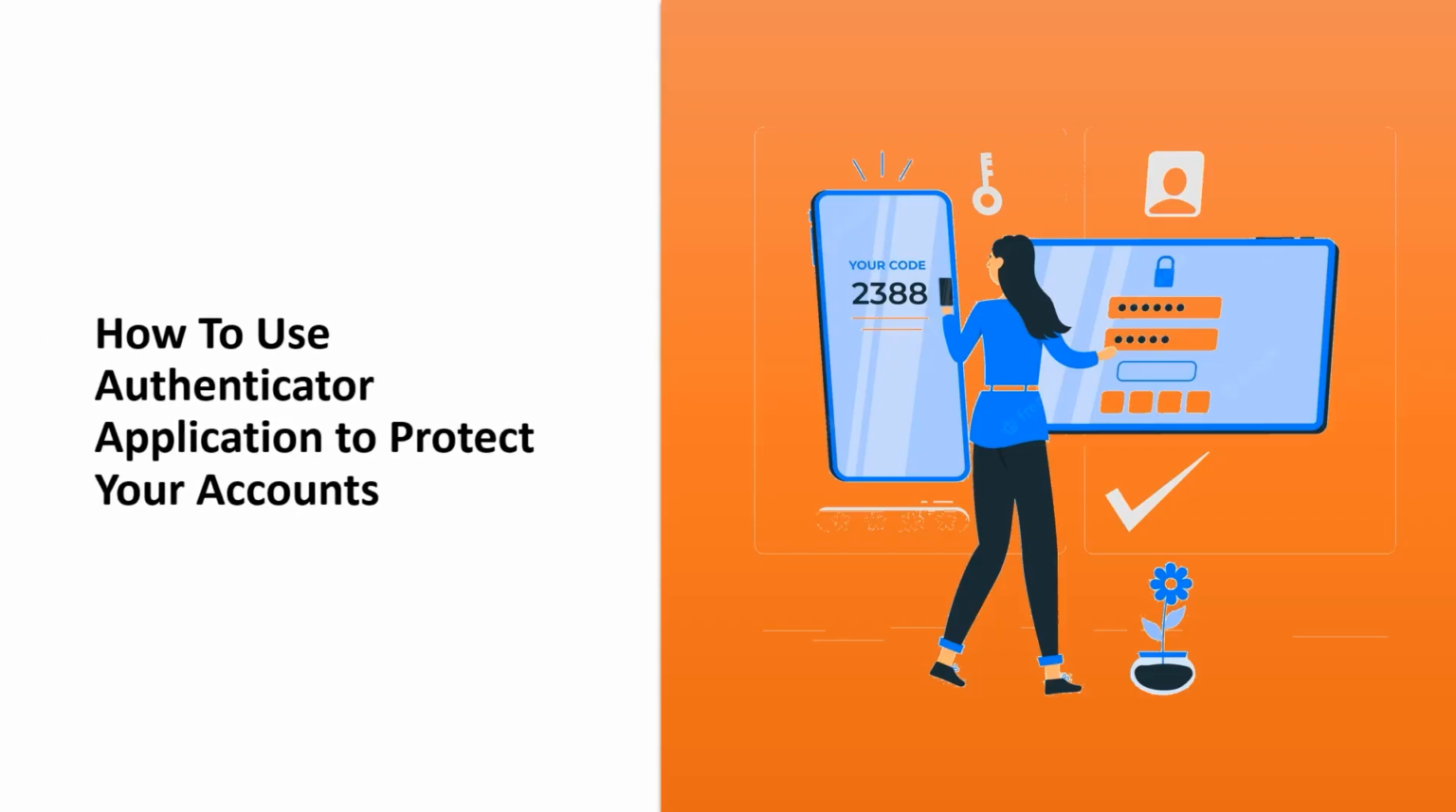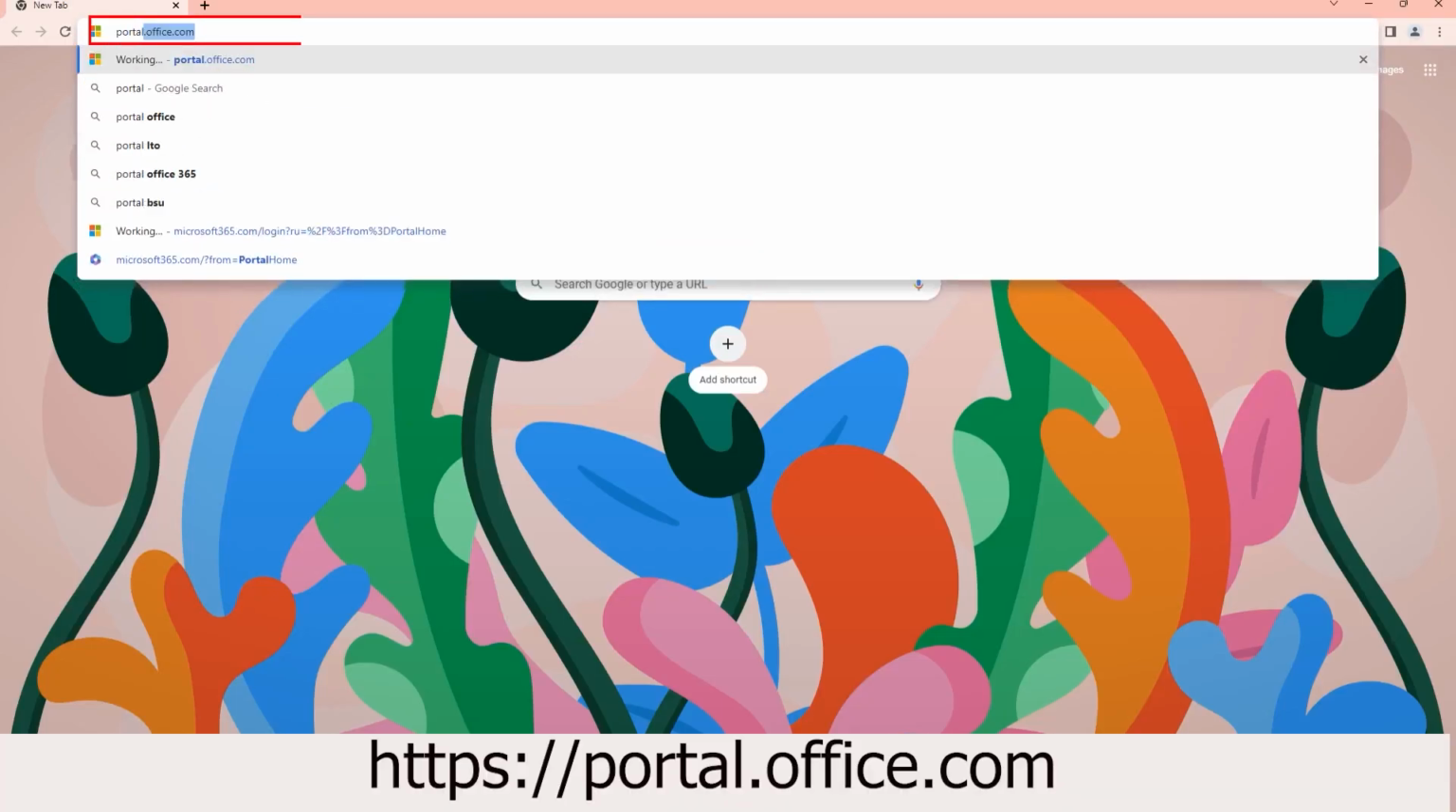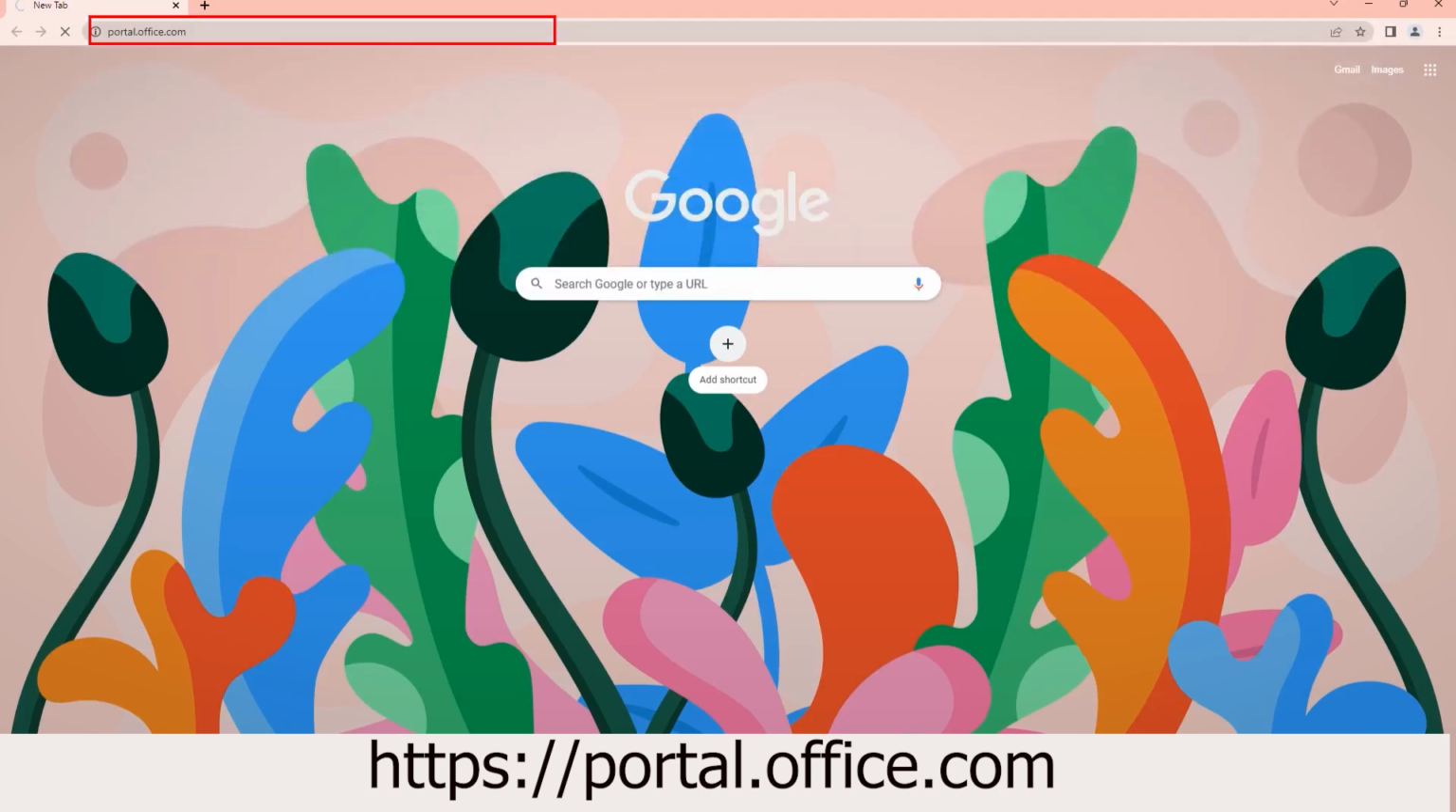How to use Authenticator app to protect your accounts. Open a web browser. In the address bar, type in the Microsoft 365 login page URL. Press Enter to navigate to the login page.